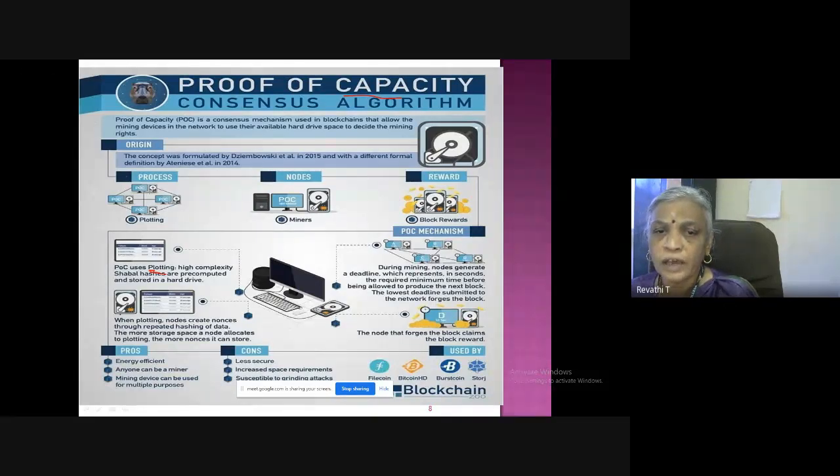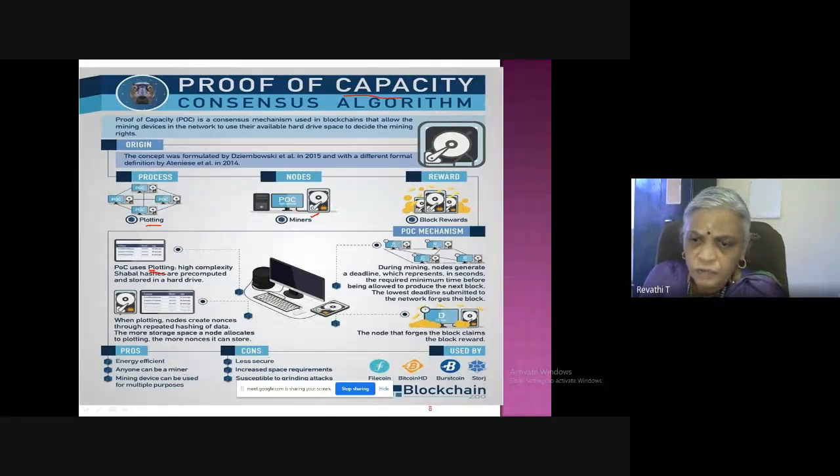So there are a number of processes used for plotting, and nodes will store this in the hard disk, and from that it will use it, and therefore it will get the reward also. So it's highly efficient because we are not spending the CPU at that time. Everything is pre-computed and stored in the hard disk, so it is more energy efficient. And here, no rule for that, right? If you have some hard disk, you can get the chance. So anyone can become a miner. And this mining device can be used for other purposes also, for multiple purposes.